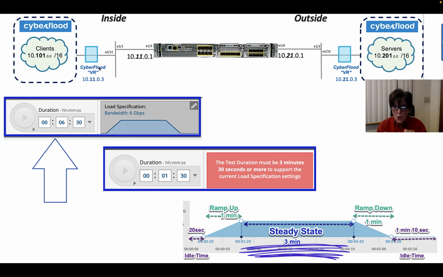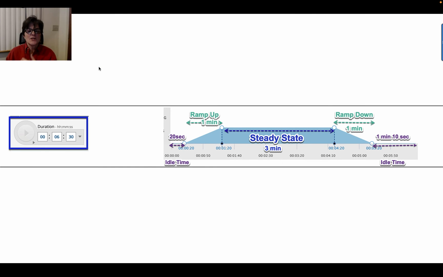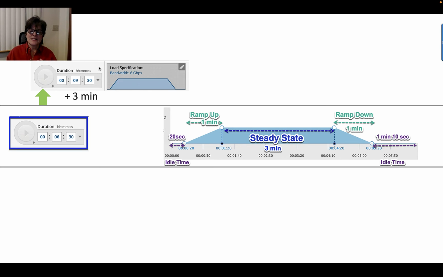I can actually only go down by 3 minutes. Let's look at that. So it's easier to go up, right? So this is our duration, 6 minutes, 30 seconds. And this is what our load specification is and at what time we're supposed to be doing what. So if we go up by 3 minutes in duration, from 6 minutes, 30 seconds, and we add 3 minutes to it, that gets us to 9 minutes and 30 seconds.